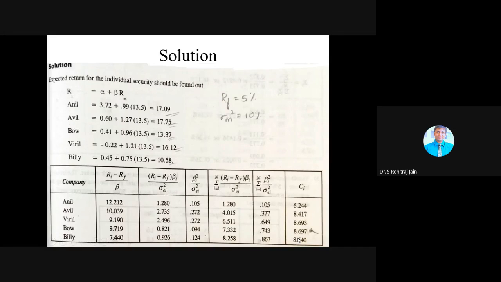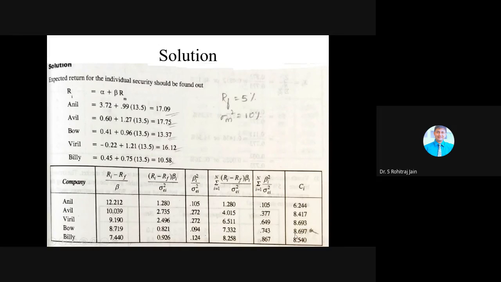Now, the moment I get a value 8.540, which is lesser than the previous value, in what way does it have to be? It has to be in the ascending order. Please remember this: CI should always be in the ascending order, whereas Ri minus Rf divided by beta should be in the descending order, highest to lowest. This is the first thing we have to arrange. Then when we come here, it has to be in the ascending order: 6.244, 8.417, 8.693, 8.697. The moment I get a value which is lesser than the previous one, this will be my cutoff point. That is C star.